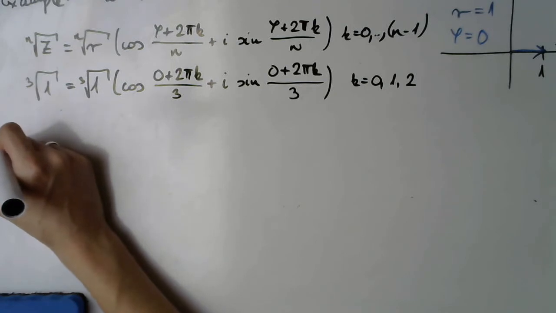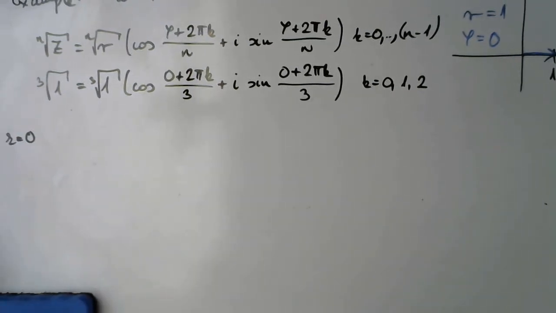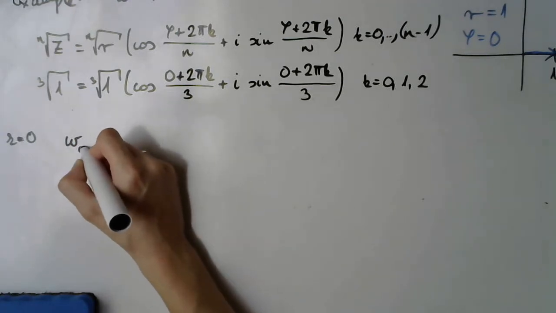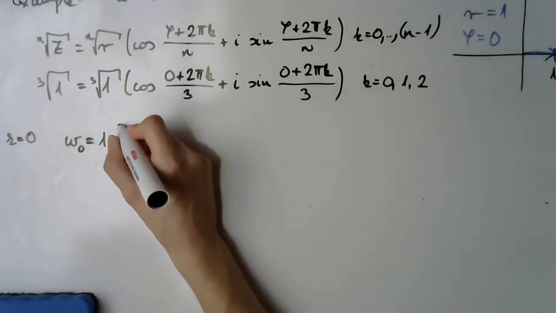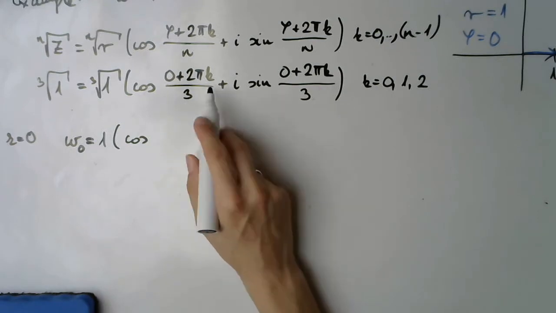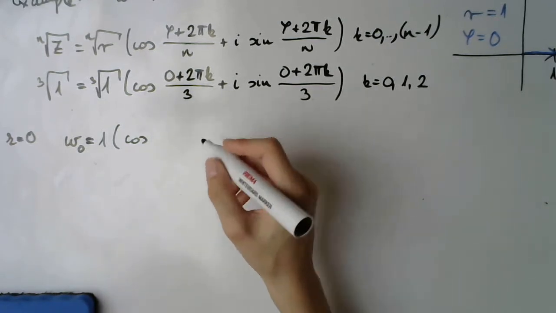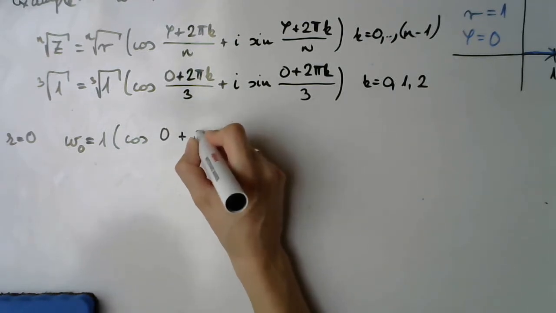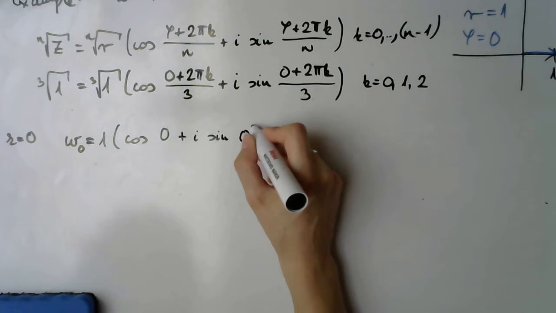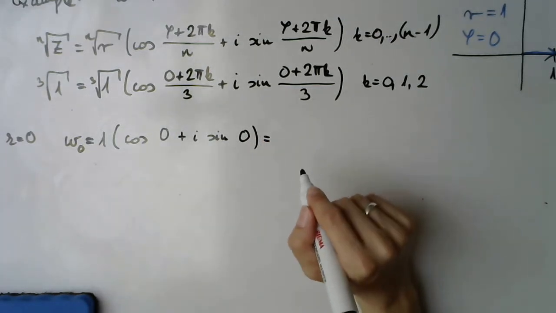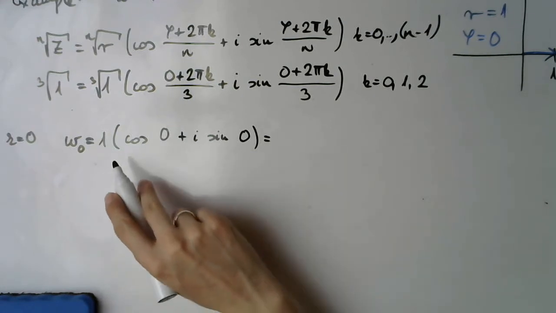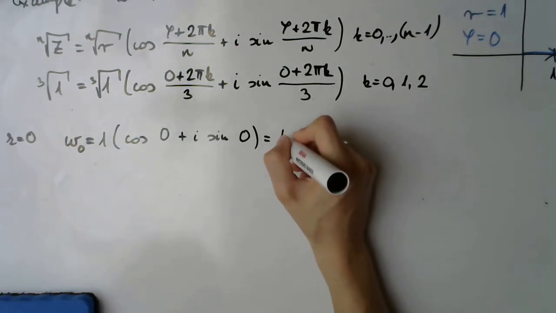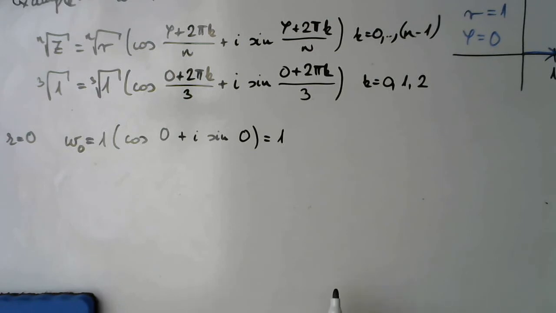So first, the k equals 0 case. k equals 0 will yield us w0. The cubic root of 1 equals 1 times cosine of (0 plus 0) divided by 3, which is still 0. So cosine 0 plus i times sine 0, which can easily be calculated. Cosine 0 equals 1 and sine 0 equals 0. So this number is 1 plus 0 times i, for short, 1. And we kind of expected the cubic root of 1 to be 1, among other things, of course.